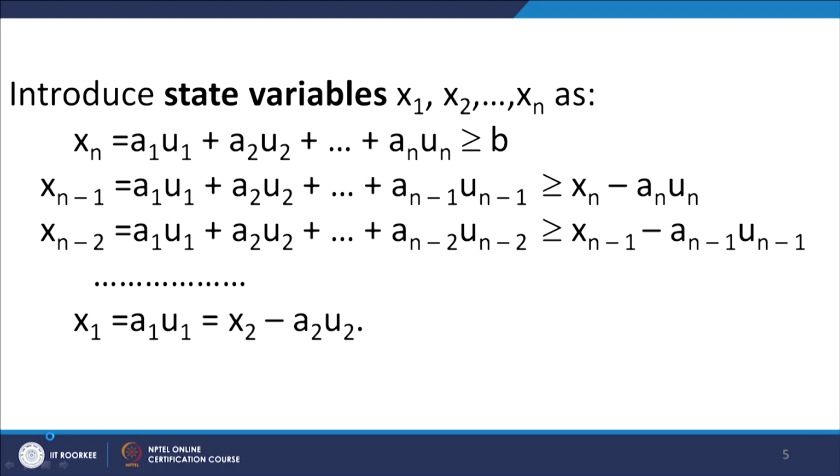Now this is called the backward recursion, because we have started by defining from xn onwards. If on the other hand you define starting from x1, then it is called a forward recursion, but since we have started with xn, that is the reason why it is called a backward recursion.